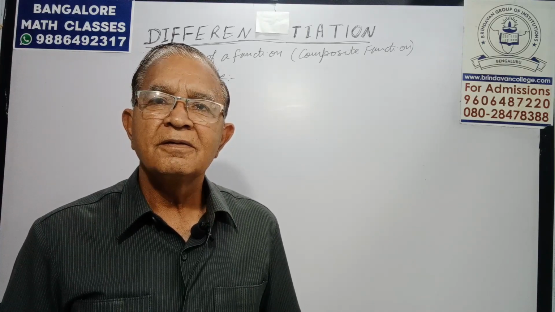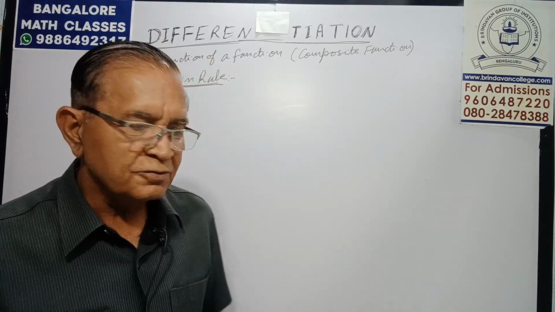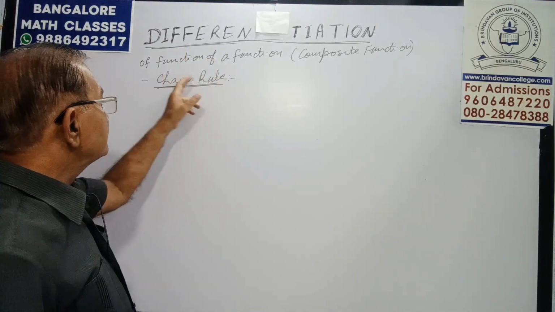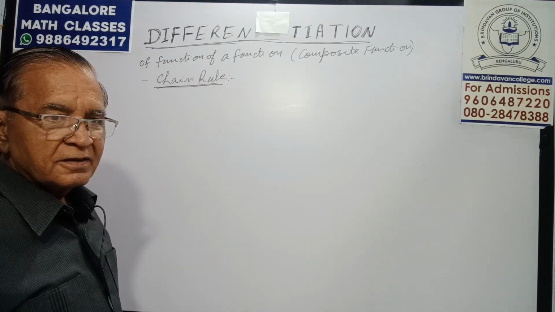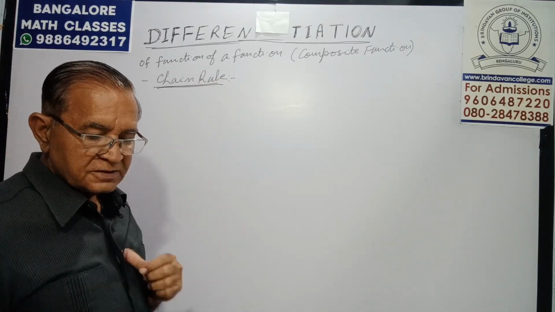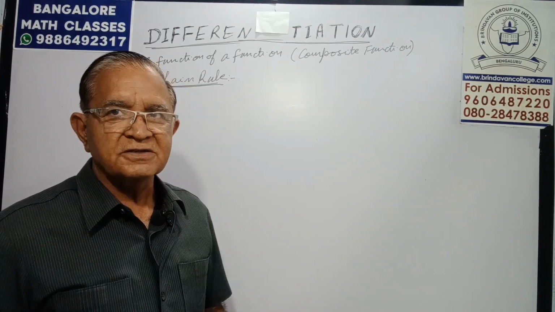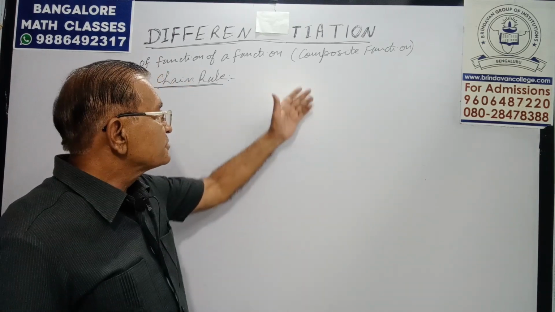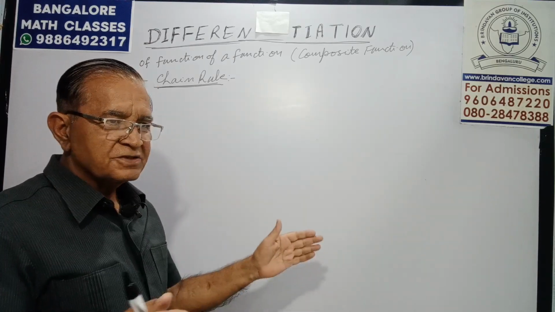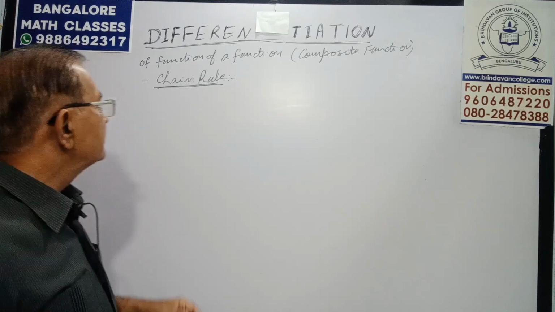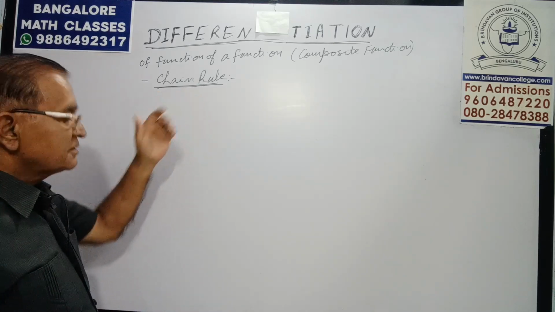Today, I am going to teach you differentiation of the function of a function. It means function then again next function. We also call it composite functions, meaning a function of minimum two functions, maybe three. We also call it the chain rule.